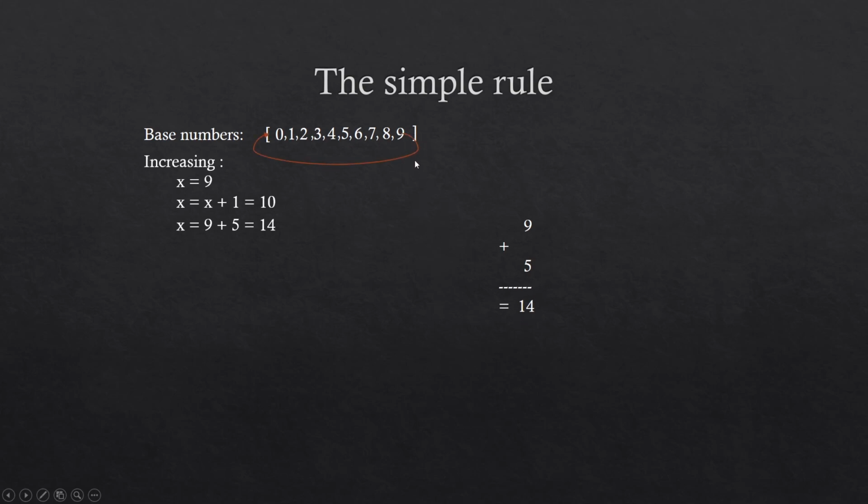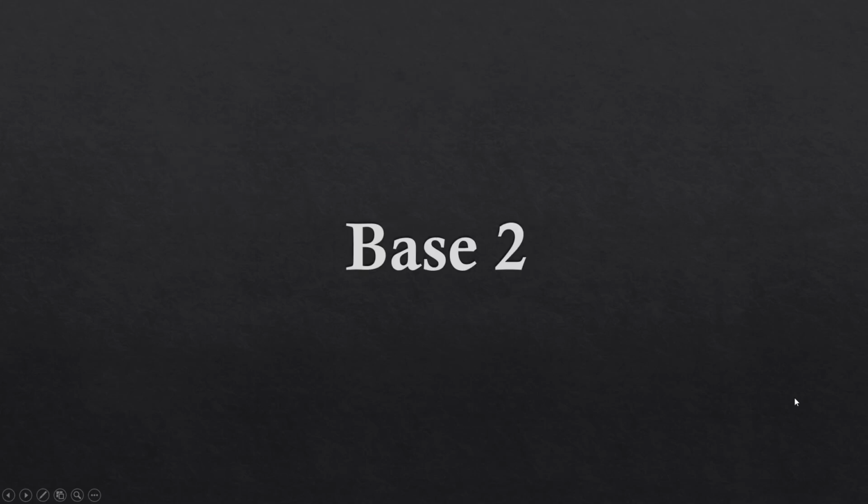Let's see that in action. So we go back to 0, and from 0 to 1, that's 2, 3, 4, 5. So that's where we got 14, and this one here is just for the round. I hope you get this simple rule.